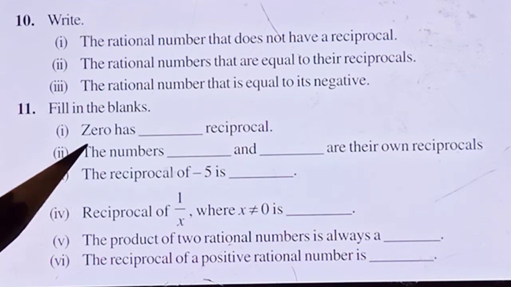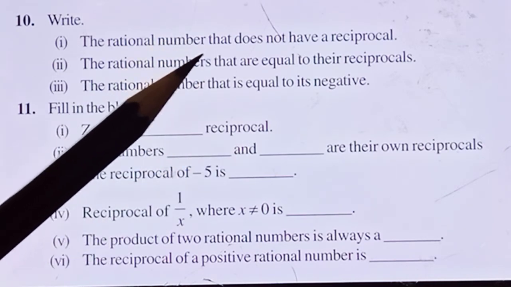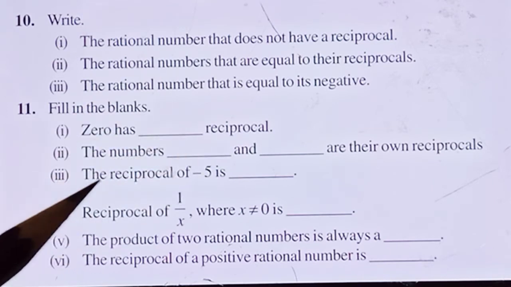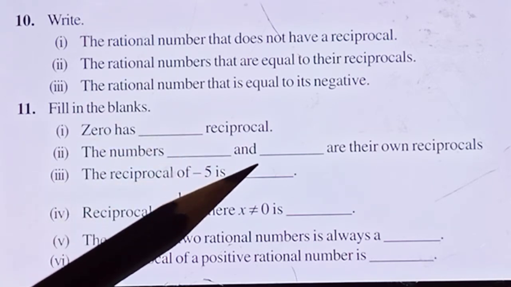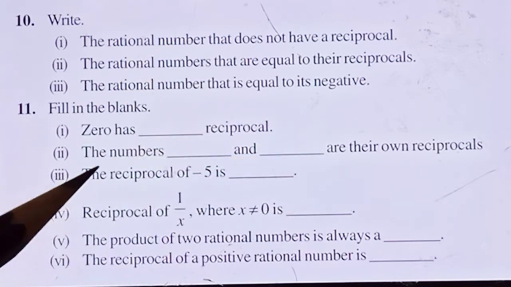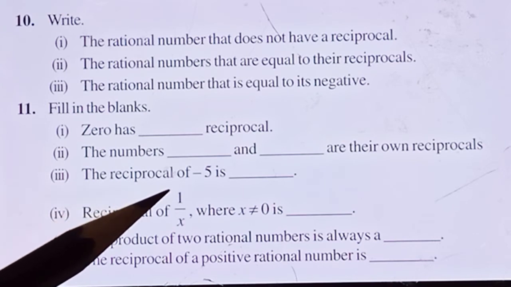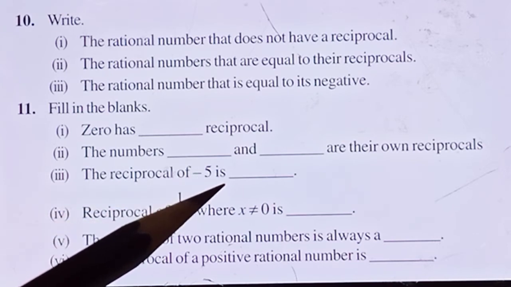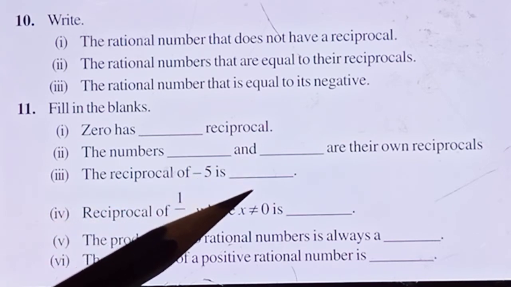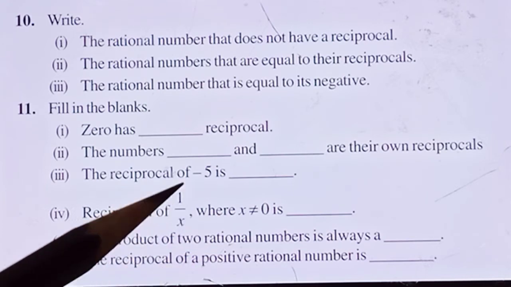Now 11th one, fill in the blanks. 0 has no reciprocal. We have seen this above. So 0 has no reciprocal. The numbers dash and dash are their own reciprocals: 1 and minus 1. That's all repetition, but important facts to be kept in mind. Reciprocal of minus 5 is minus 1 upon 5, or 1 upon minus 5, either way you write it. Reciprocal of 1 by x, if x is not equal to 0, becomes x.